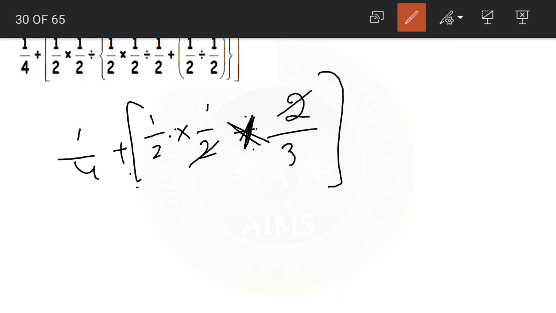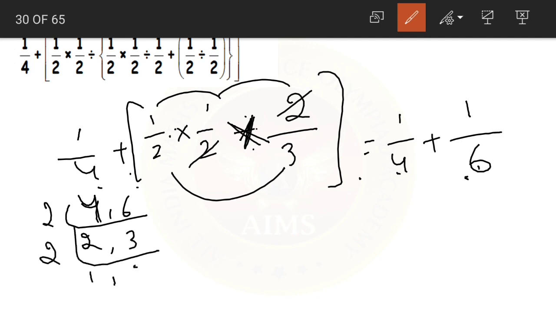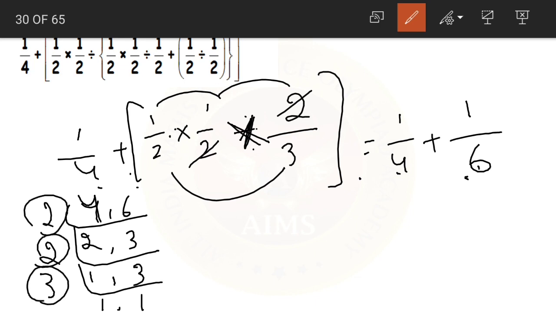Now again 2 and 2 get cancelled. What are we remaining with? 1 by 4 plus 1 into 1 into 1 becomes 1 divided by 2 3s are 6. Yes, 1 by 4 plus 1 by 6. Now again when we take the LCM of 4 and 6, we know that 2 2s are 4 and 2 3s are 6. Again 2 1s are 2 and 3 as it is. Again 3 1s are 3. So the LCM is 2 2s are 4, 4 3s are 12. LCM is our 12.